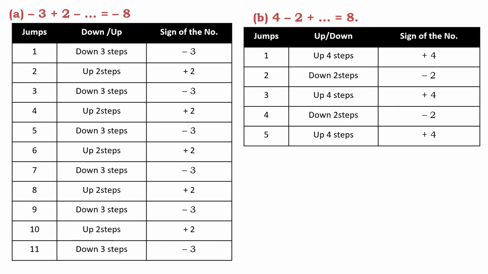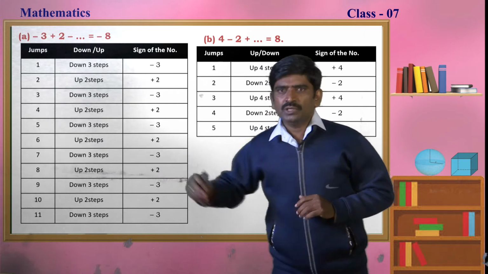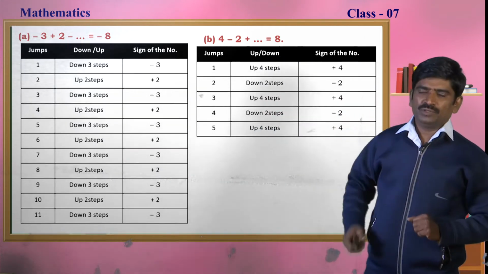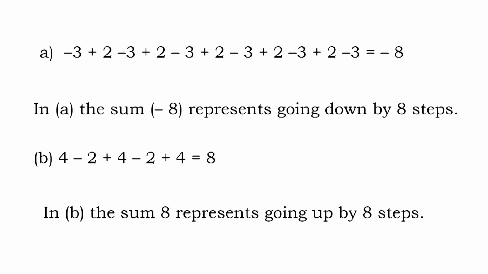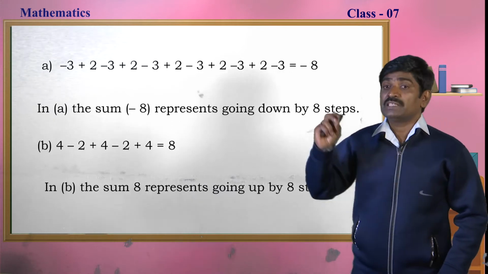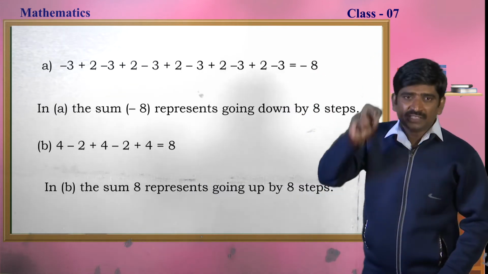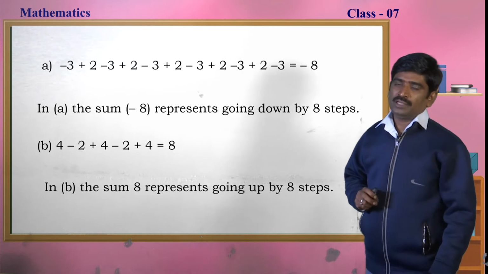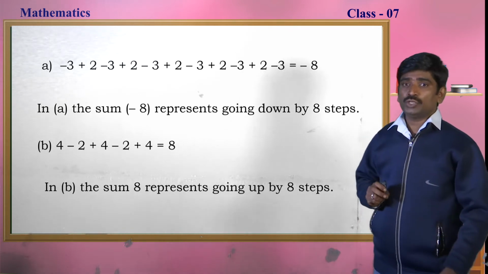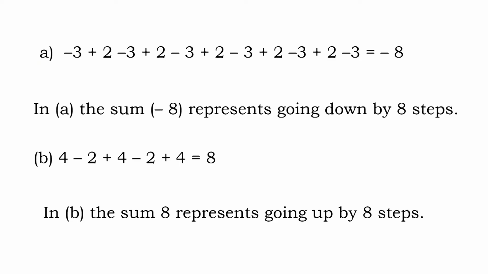How many times? 11 times. Here 11 times, here 5 times. -3 +2 -3. What is the sum? That is -8. In A, the sum -8 represents the monkey going down by 8 steps. In B, 4 -2 4 -2 4, that is 8. In B, the sum 8 represents the monkey going up by 8 steps.